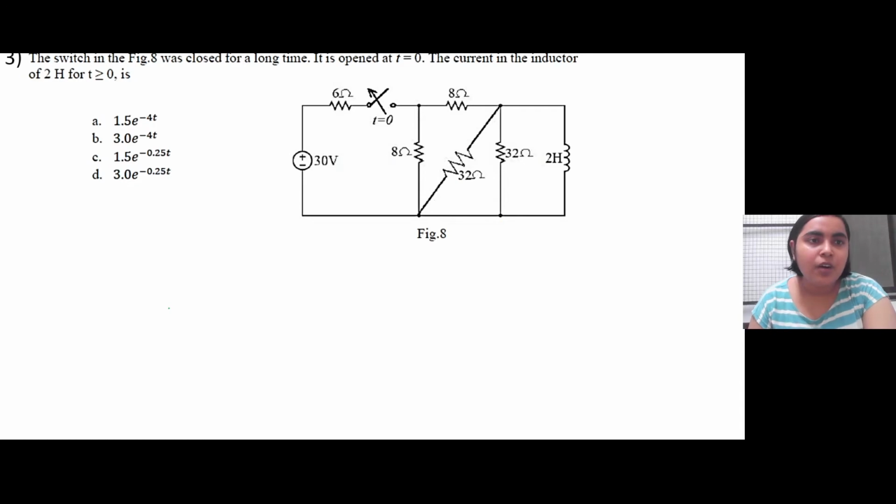So now, for the third question, in this particular circuit, this switch is opened at t equal to 0. We have to find the current in this inductor at t just greater than 0. So can you tell me how we will start solving this problem? First, what do we have to find?